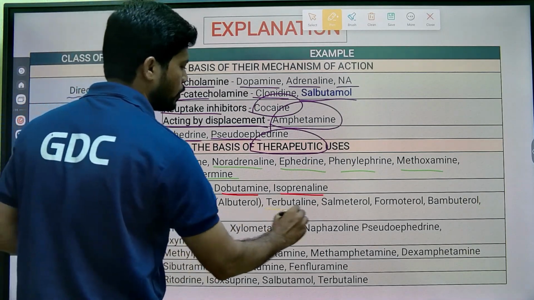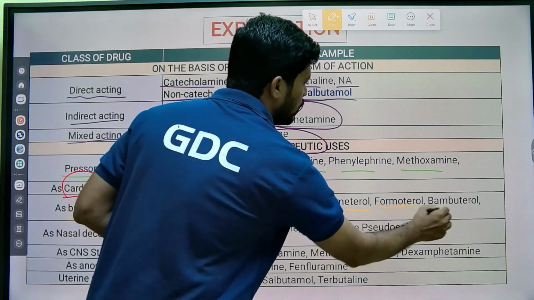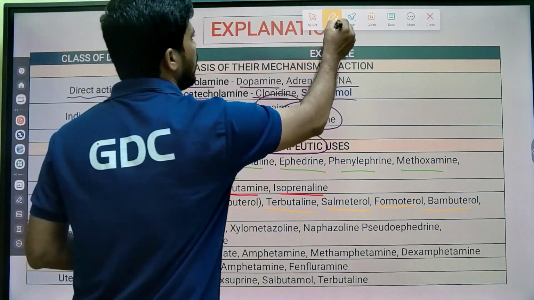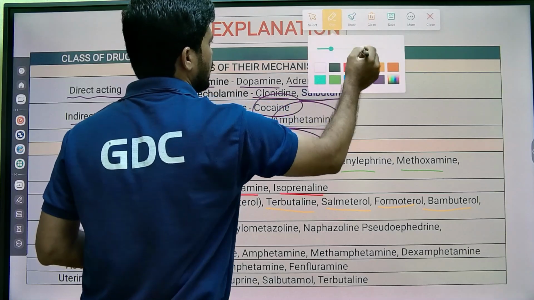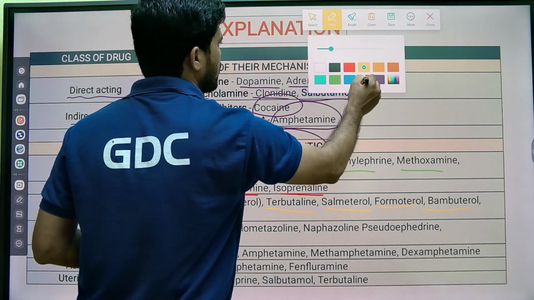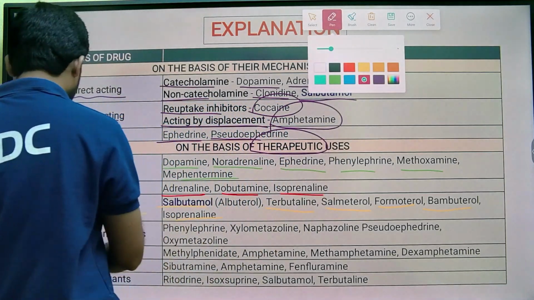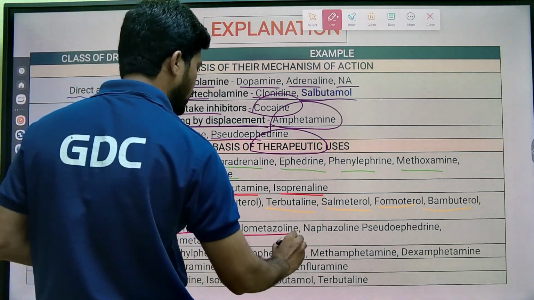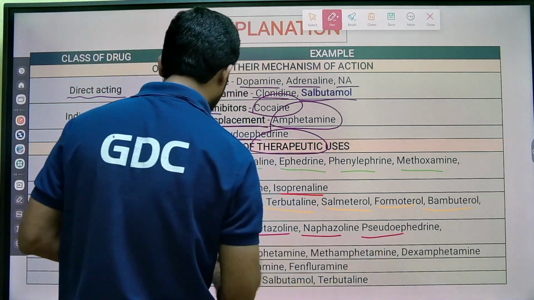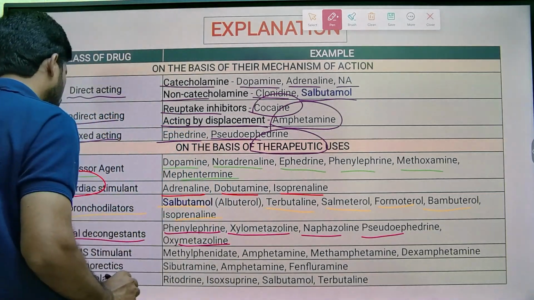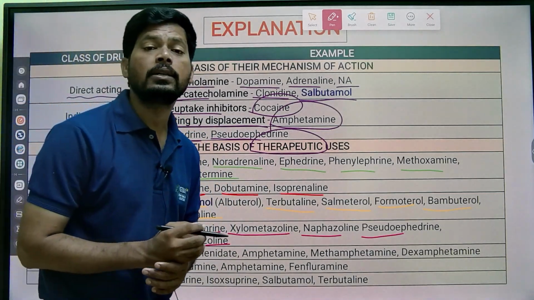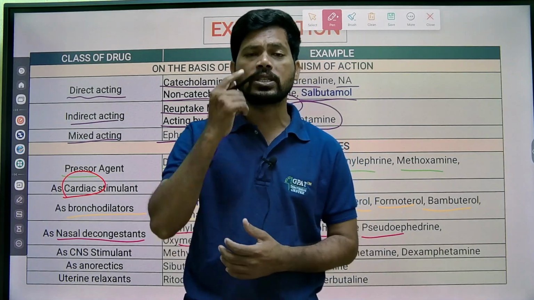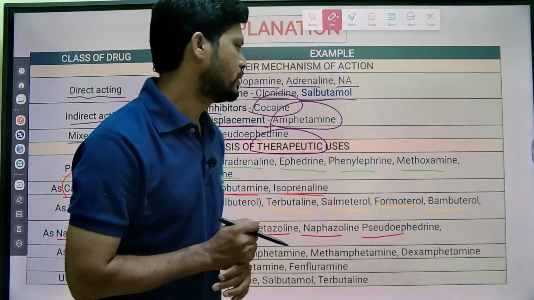Salbutamol, terbutaline, salmeterol, formoterol, bambuterol, isoprenaline. Isoprenaline is a beta receptor agonist that is semi-synthetic. Next, as nasal decongestants: phenylephrine, xylometazoline, naphazoline, pseudoephedrine, oxymetazoline. These are the list of drugs used as nasal decongestants. They help in the treatment of nasal congestion, excess accumulation of mucus in the nose and nasal blood vessels.